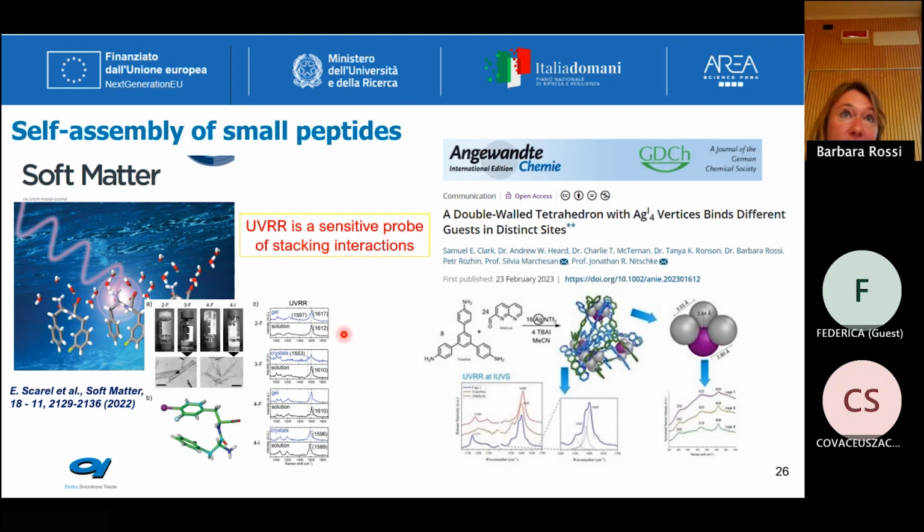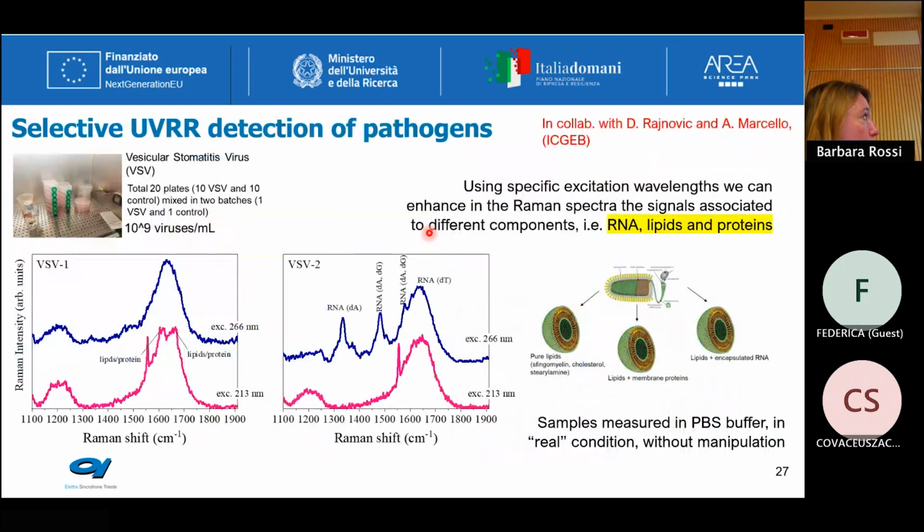These are the stacking interactions that develop when these aromatic parts are close all together. In this case, the UVRR technique is able to enhance in the Raman spectra the signal selectively related to these aromatic parts. So we can extract information on these specific interactions that are fundamental for the definition of this structure by using this technique.